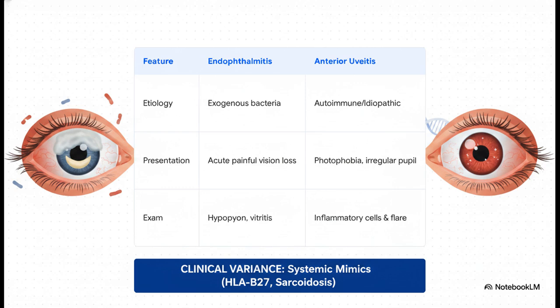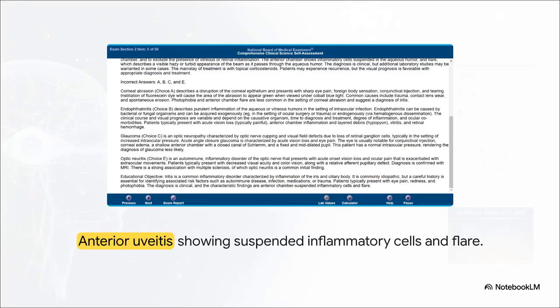It presents with profound painful vision loss and a highly visible hypopyon, which is that layered, purulent debris in the anterior chamber. Conversely, anterior uveitis presents with photophobia and a constricted or irregular pupil. It's an inflammation characterized by suspended inflammatory cells and flare. Importantly, it's often a systemic mimic, strongly linked to HLA-B27 spondyloarthropathies or sarcoidosis, rather than direct inoculation. Let's visually anchor this concept. What you're seeing here in this slit lamp examination is that classic dust in a sunbeam appearance.